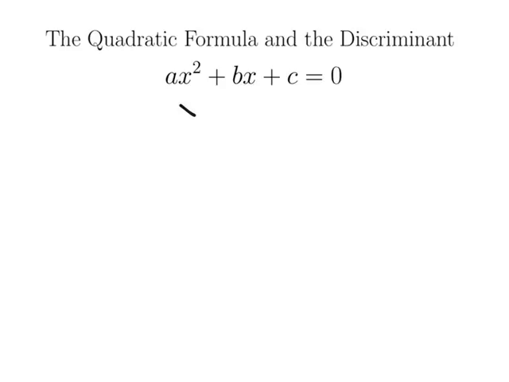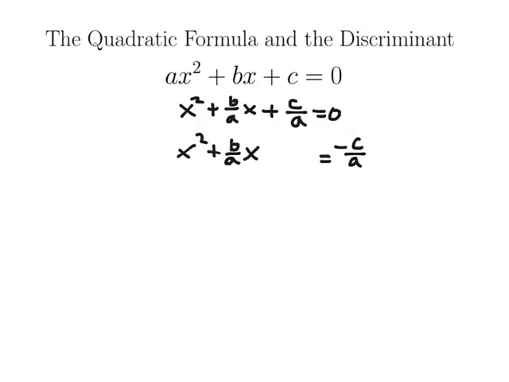I'll divide everything by a, because we're not used to seeing that as a coefficient for x squared. And now I'm going to try completing the square. So I'll move this c over a onto the other side. So now we have to find out what goes here. Well, if I take b over a and I divide it by 2, I'll get b over 2a. So that squared is really just b over 2a squared. And I have to add that to both sides.